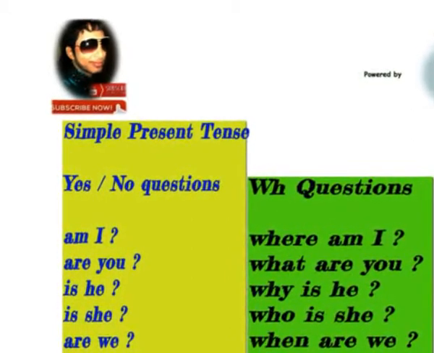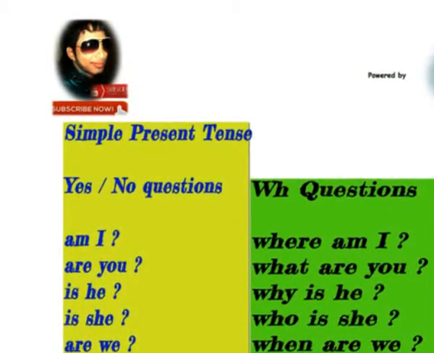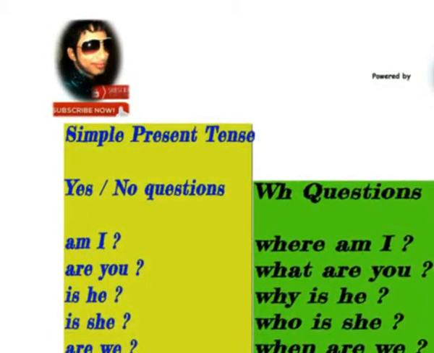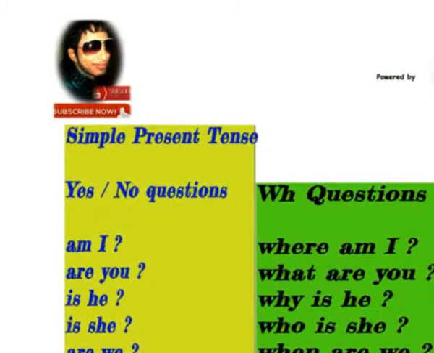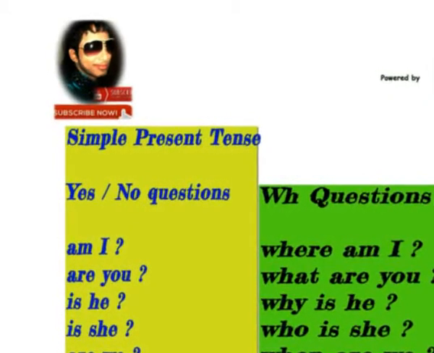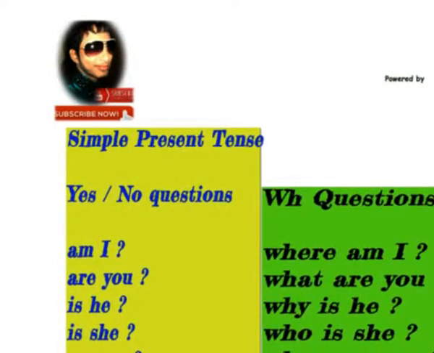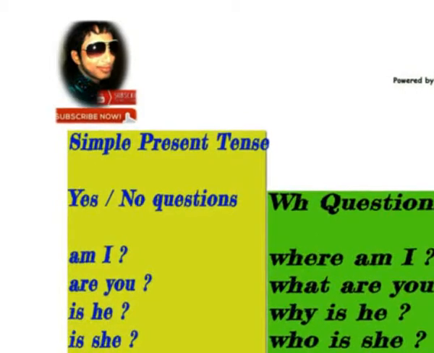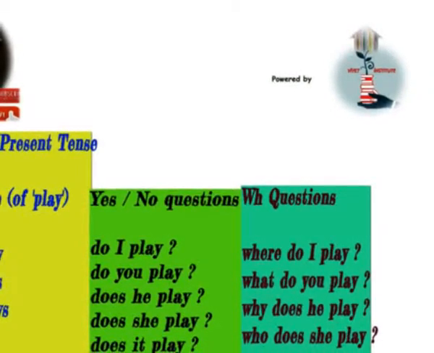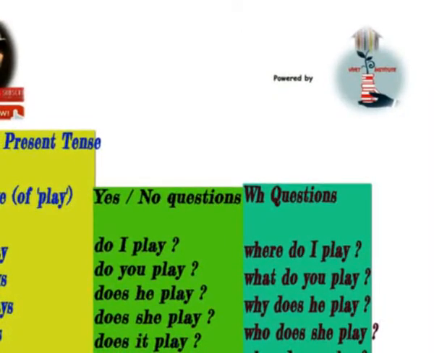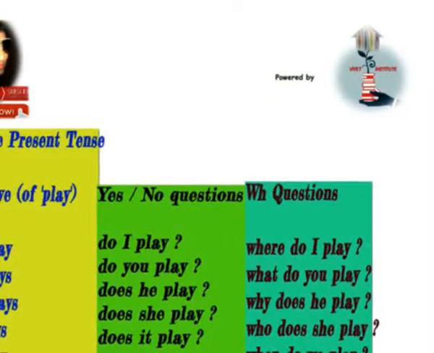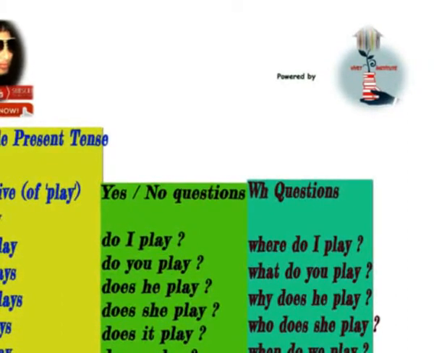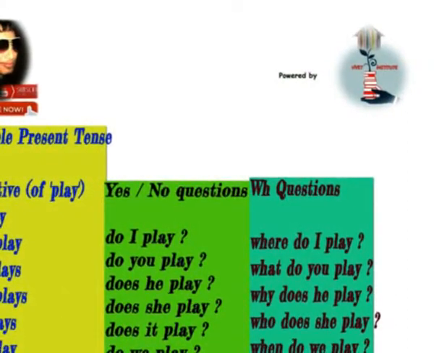So if it is just the be verb and the subject, then it is a simple yes or no question. But you can add wh words like where, what, why, who, when, how, and then it becomes a WH question. It is very easy. You just have to put this particular WH word before this yes/no question in simple present tense. So if the question is am I, you just put where am I. If the question is are you, then what are you? Is he, why is he?